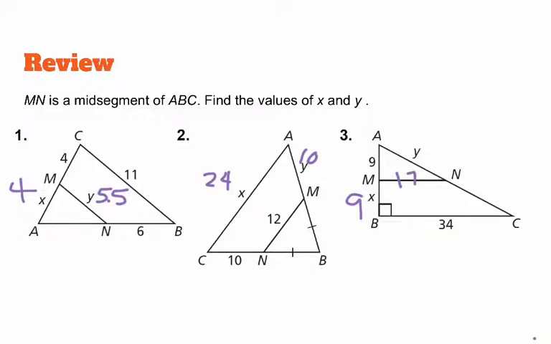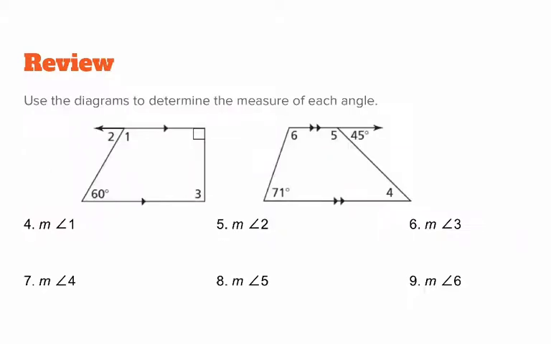So number 1, the value of x is 4, because it would be the same length as MC, because it is the midpoint. And y is 5.5, because we take 11 divided by 2. Now, in number 2, x would be 24, because we double 12. Remember, the mid-segment is half the length, so the full length would be 24. And y is 10, since CN is 10. Now, number 3, the value of x is 9, because again, M is the midpoint there. And I wrote in 17 because we could use the Pythagorean theorem and figure out y, but we're going to actually return to the Pythagorean theorem in chapter 9. So we're going to go ahead and skip y on that one for now.